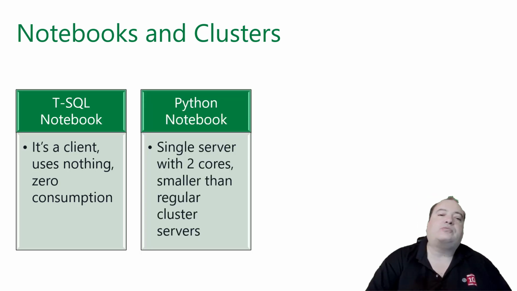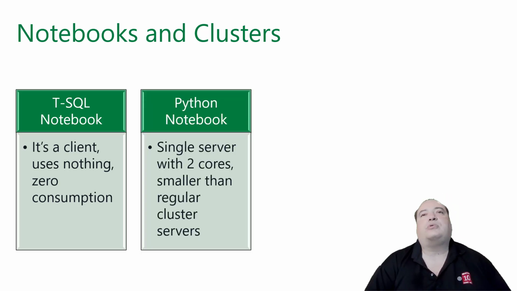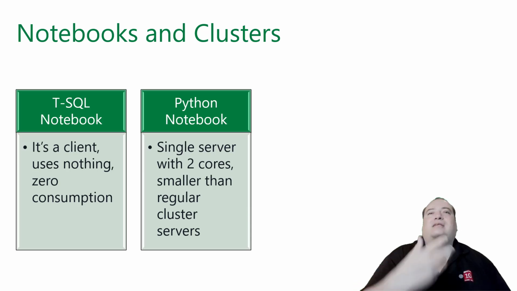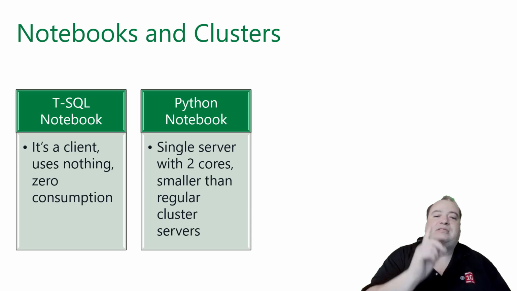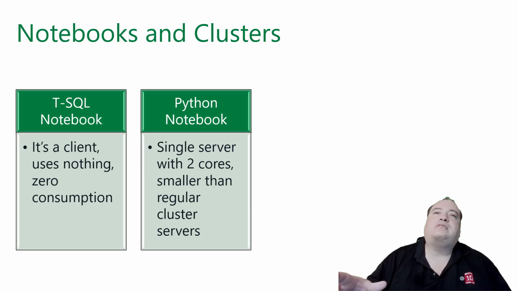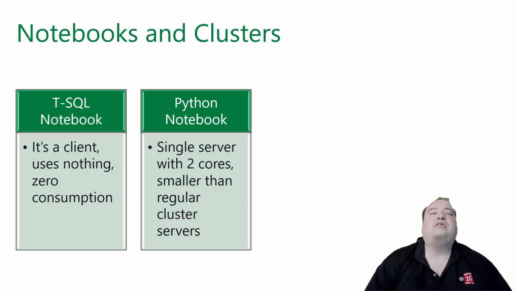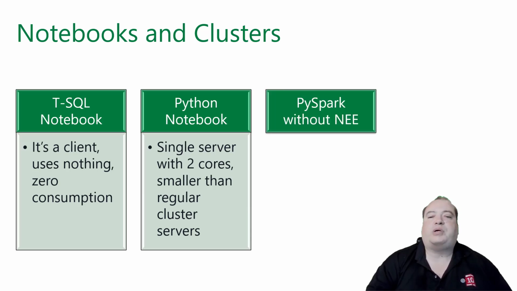A Python notebook uses a single server. It doesn't use a cluster. It uses one single server with 2 cores. 2 cores is smaller than the smallest server that a Spark cluster can have, which has 4 cores. So a Python notebook uses a small server to do the processing.